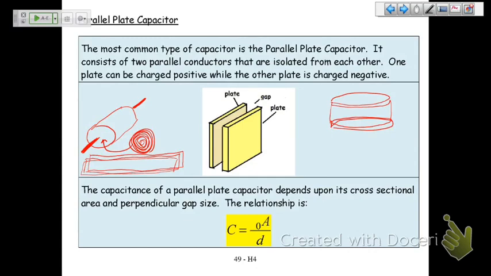Let's just think about two parallel plates. Most common type of capacitor is a parallel plate capacitor. It consists of two parallel conductors that are insulated or isolated from each other using some type of insulator. One plate can be charged positive and the other plate can be charged negative. The capacitance of the parallel plate capacitor depends upon its cross-sectional area, not the area of the one plate and then the area of the other plate. It's the area of the gap, if you like.